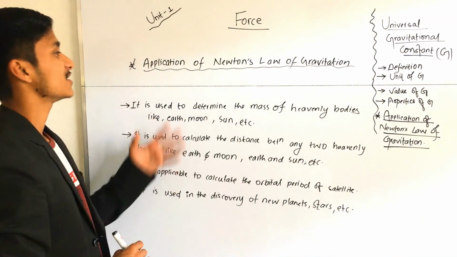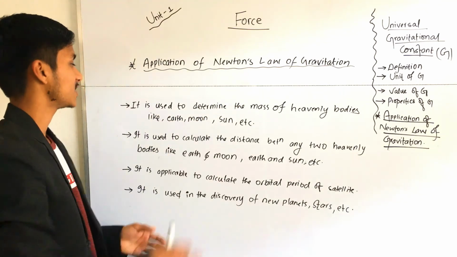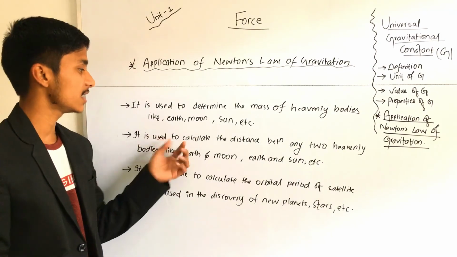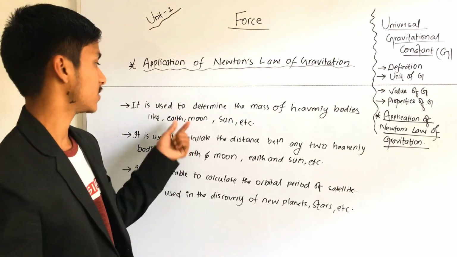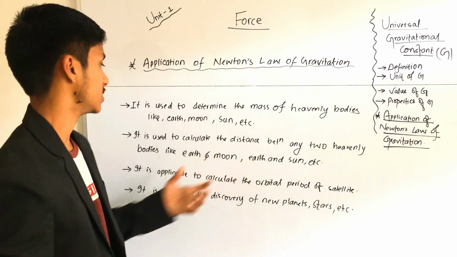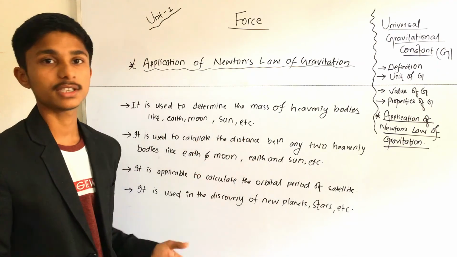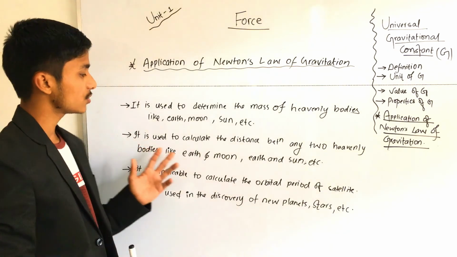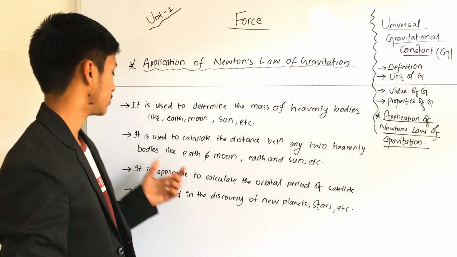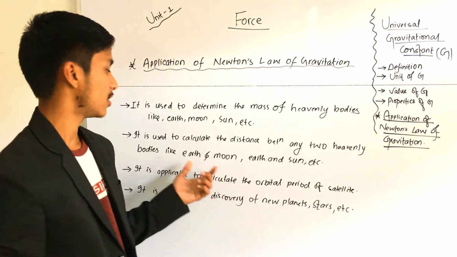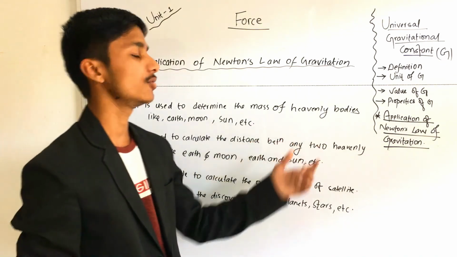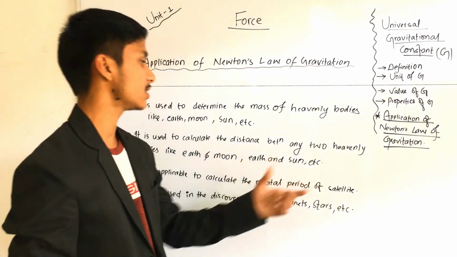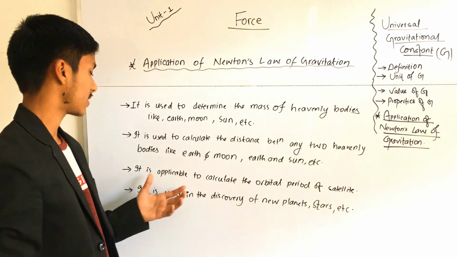These are the applications of Newton's law of gravitation. First one, it is used to determine the mass of heavenly bodies, such as the mass of Earth, Moon, Sun, etc. The masses of these heavenly bodies can be determined using Newton's law of gravitation. Next, it is used to calculate the distance between any two heavenly bodies, such as the distance between Earth and Moon, and the distance between Earth and Sun.